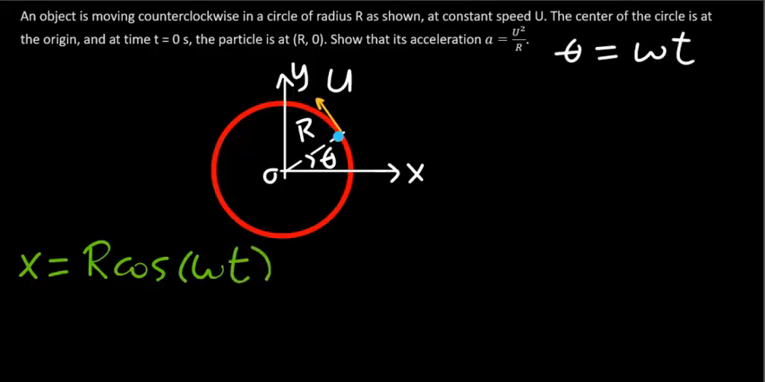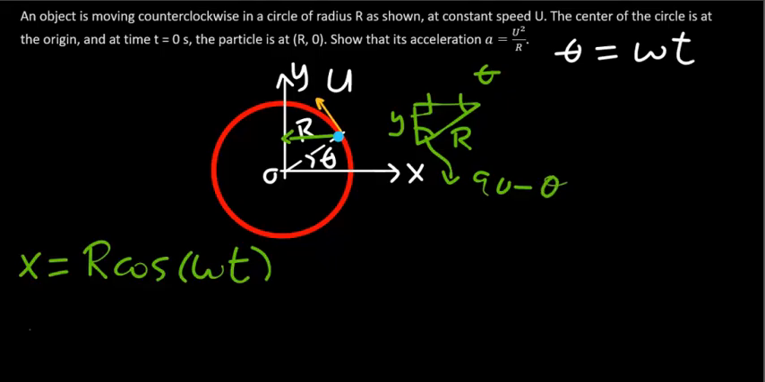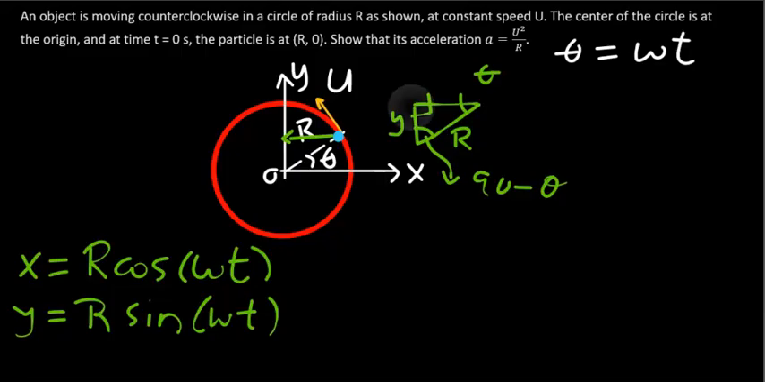Now let's do the y coordinate. The y coordinate is right there. So you have again a triangle like that. So this is y, this is r, and this is theta, 90 degrees. So this must be 90 minus theta. So from trigonometry, you see y equals r sine theta, or r sine omega t. As you can see, this length over the hypotenuse equals sine of theta.